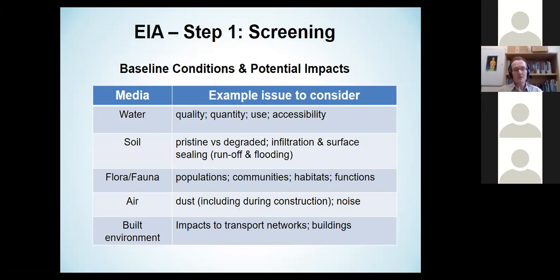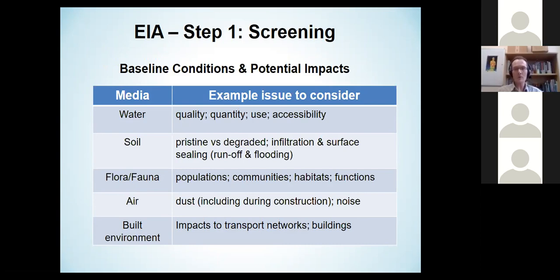We need to consider the soil. Is the project development going to impact on the soil, or is the soil already degraded? Is it already quite a damaged site and therefore of low conservation value? But there's more wide-ranging effects that we need to consider, including things like runoff and flooding. If you are to develop some kind of installation, a factory, a warehouse, then you are doing quite a lot of surface sealing, and that can result in increased runoff and increased flooding of the area. So that has to be considered.